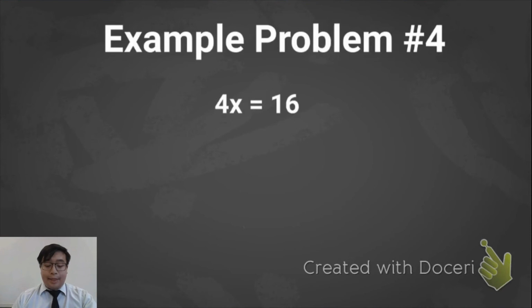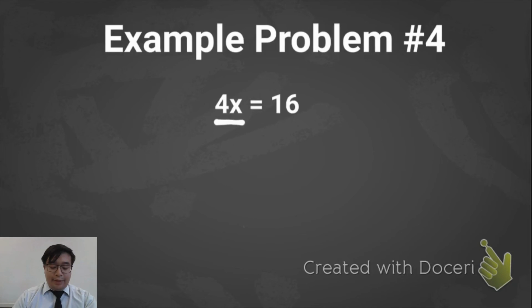And here's our last example. I have 4x equals 16. Now, do you remember, when I have two things right next to each other like this, what math operation is happening? Well, when I have two things next to each other, I know that these two things are being multiplied. So you can think of this as 4 times x. So, how do I undo multiplication? The opposite of multiplying is going to be dividing.